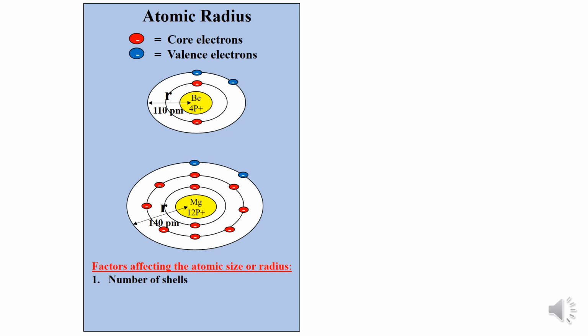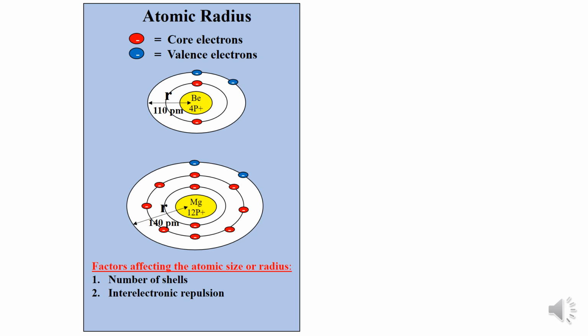Let me begin with the first factor, number of shells. As the number of shells increase, the distance between the nucleus and the outermost valence shell also increases. And with the increase in distance between the nucleus and the outermost shell, the electrostatic force of attraction between the positively charged protons and the outermost valence electrons decreases. So as the number of shells increase, the atomic radius increases due to the increase in distance between the nucleus and the outermost valence shell.